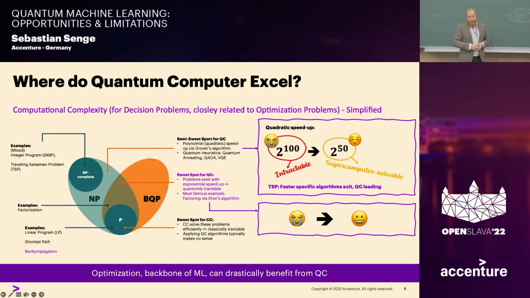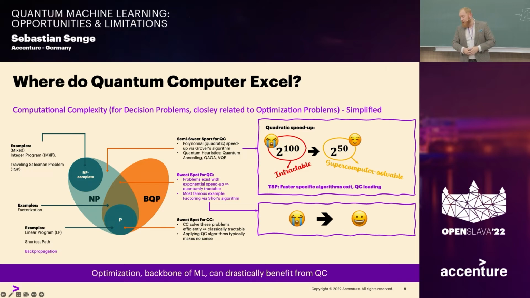And the real thing that we actually want to get and where we want to benefit from is this sweet spot, right? So where we basically can get an exponential speed up so that we can solve even large instances.